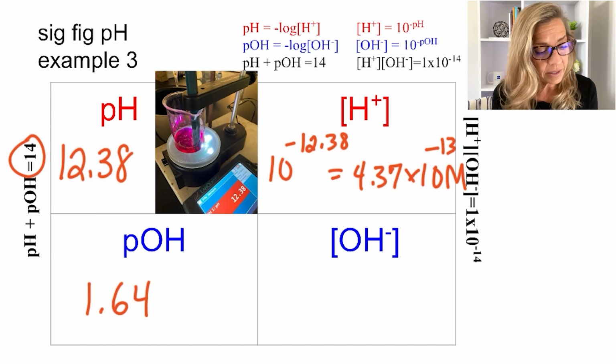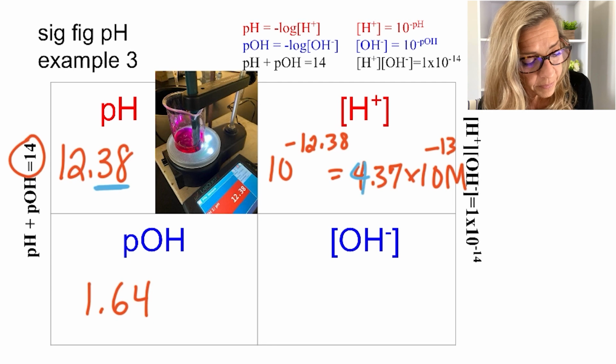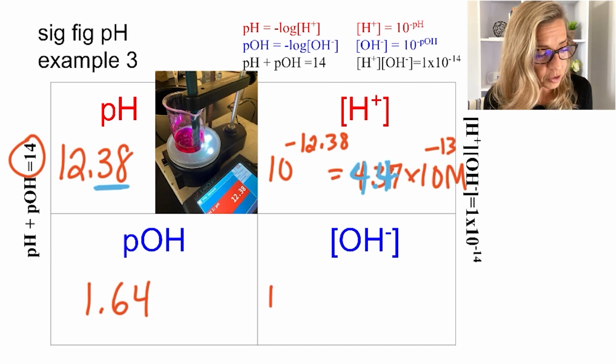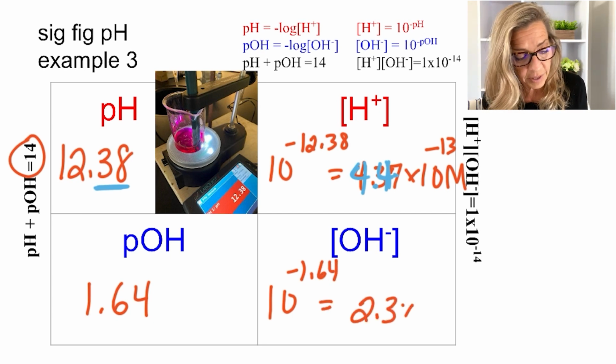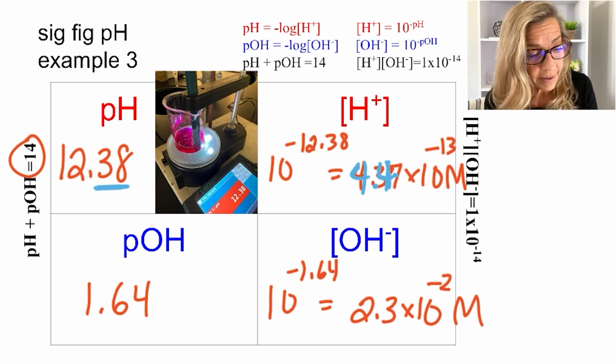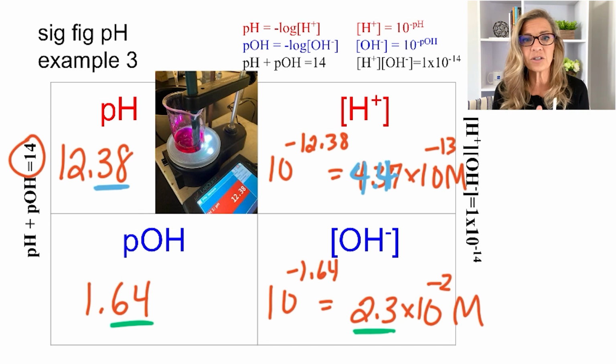Super small number. Now, let's look at sig figs right here. I'm going to actually go with a 4.4, so those are my sig figs: 4.4 times 10 to the minus 13th. Coming down here to the hydroxide concentration, 10 to the negative 1.64 is going to be 2.3 times 10 to the negative 2 molar. Very concentrated, right? This is basic. Let me show you sig figs: those two digits right there. Sig figs are a little bit different here. The number in front of the decimal is really going to be close to your exponent.